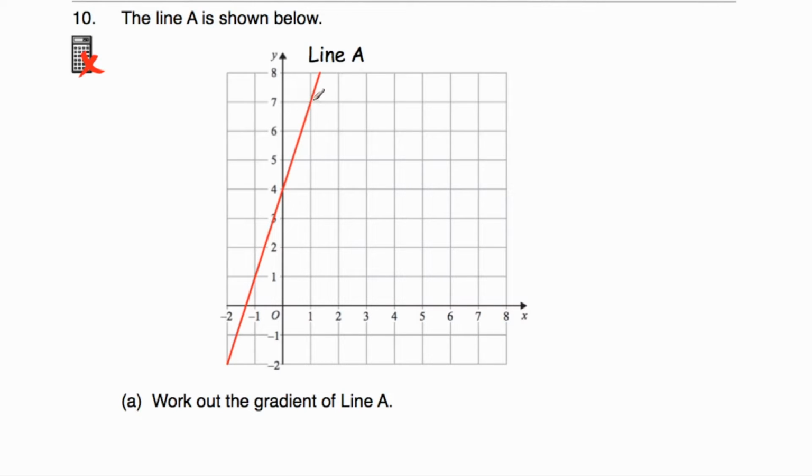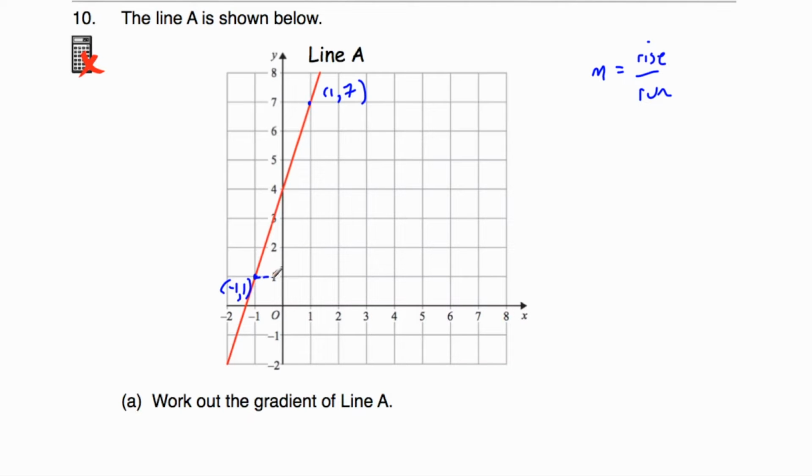First of all, we can use the formula, which is the gradient m is equal to rise over run, or some people call it y2 minus y1 over x2 minus x1, but I just like using rise over run at GCSE level, like so. And to use this formula, rise over run, we need to choose 2 points on the line. So let's choose this point, the point 1, 7. And let's choose another point. I'm going to choose this point here, which is minus 1, 1.